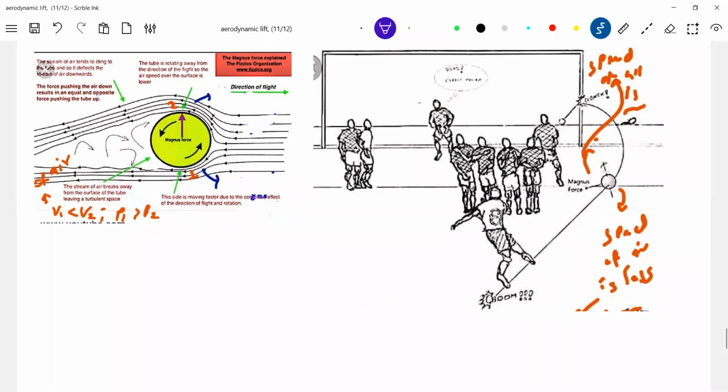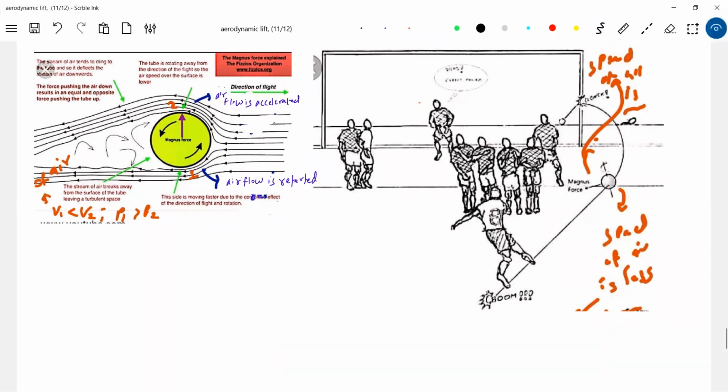I'll write that sentence. Airflow is retarded here. Airflow is accelerated. And these are very important. Without this, you can never understand anything else we know.